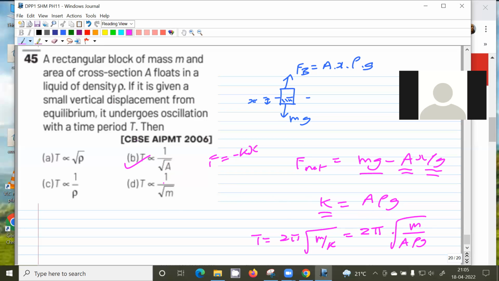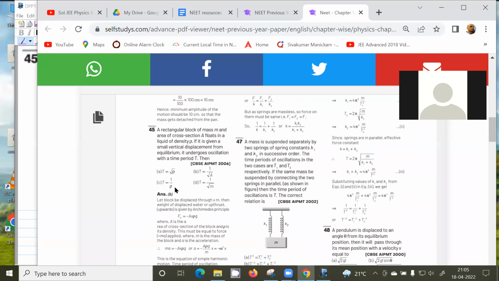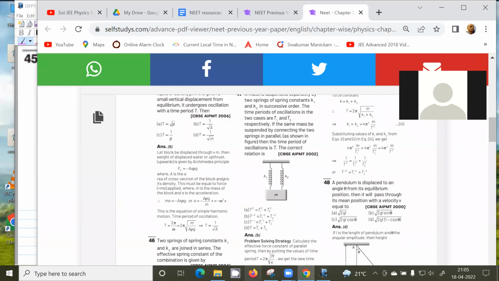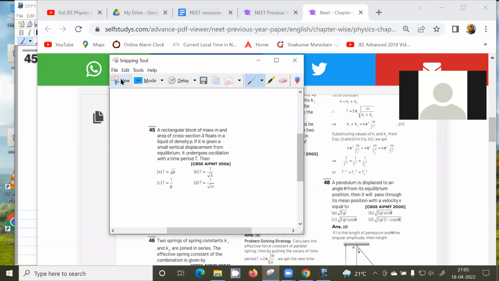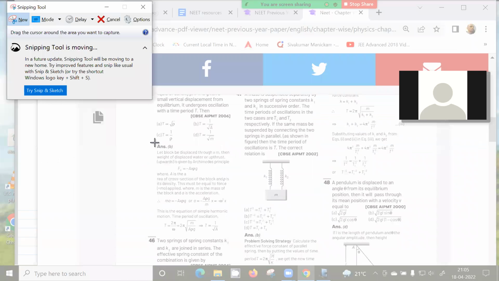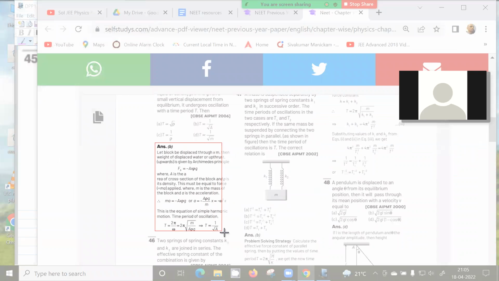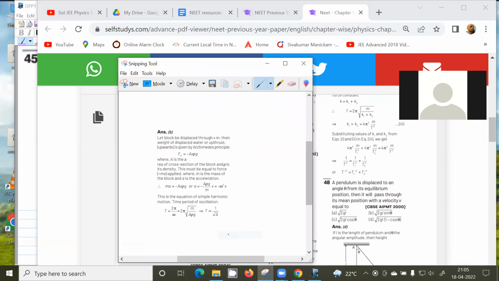It's actually proportional to the square root of m, so B is true. The other depends on density, which has 1 by root g. That is not given. So only B is true. This is a standard way of checking whether a motion is SHM or not. You have to get the net force, and the net force should be proportional to x, and the direction of the force should be negative.